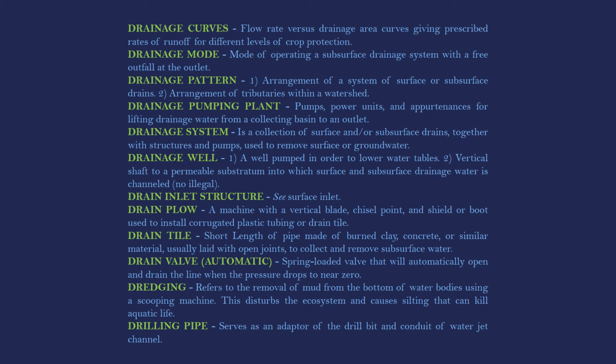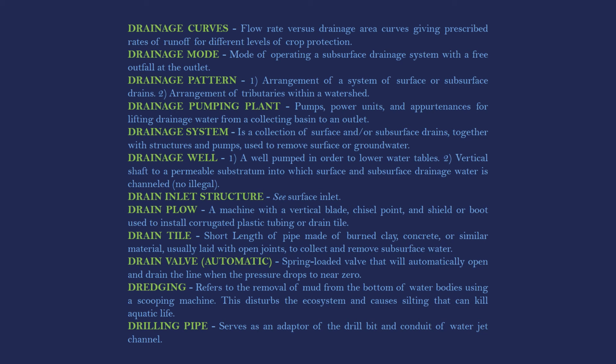Drainage pumping plant, pumps, power units, and appurtenances for lifting drainage water from a collecting basin to an outlet. Drainage system is a collection of surface and/or subsurface drains, together with structures and pumps, used to remove surface or groundwater.